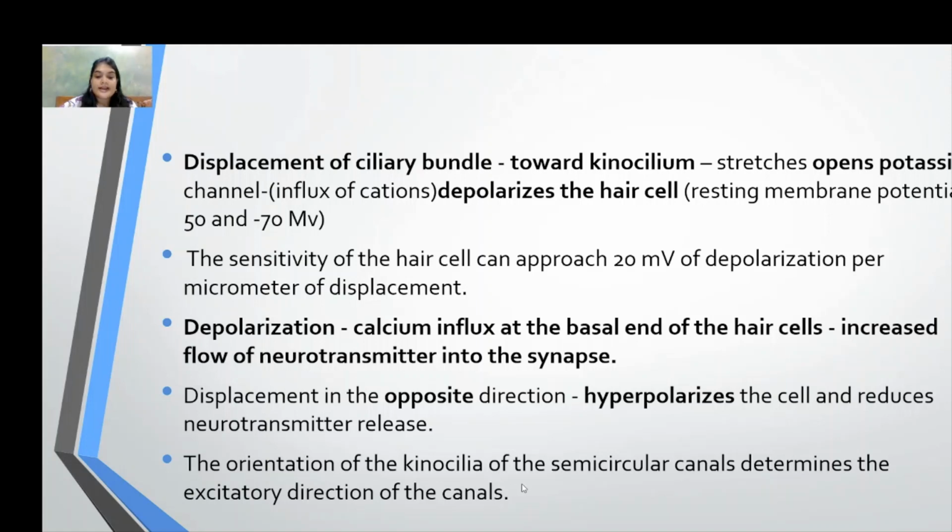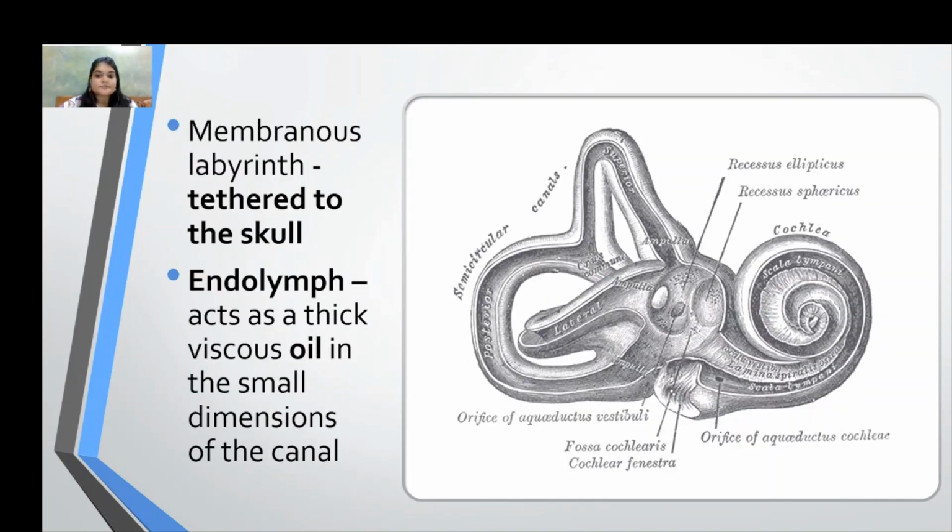So the orientation of kinocilia of the semicircular canal determines the excitatory direction of the canals. This is a very important part. When there is movement towards kinocilia only, there will be excitation. Another thing is the membranous labyrinth is tethered to the skull. So this is the outer bony labyrinth, this is the membranous labyrinth, it is tethered to the skull. So whenever the head moves, the membranous labyrinth also should move. And also endolymph is usually a watery fluid, but it acts as a thick viscous oil in small dimensions of the semicircular canal. So it has viscosity also.